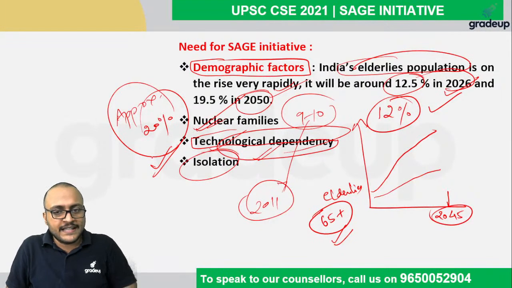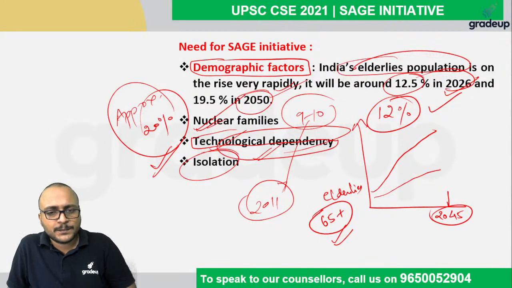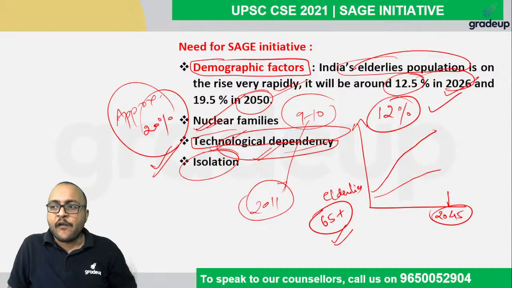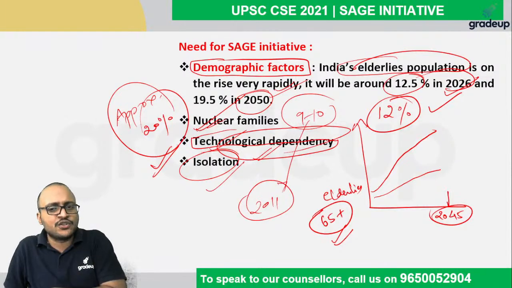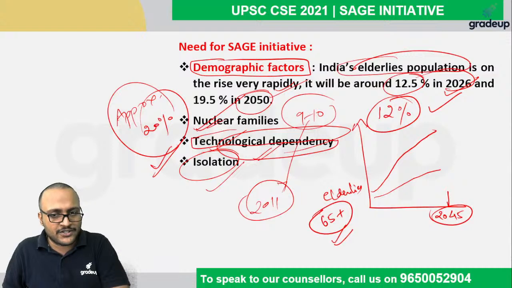Isolation is also a big reason for the increasing issues in the elderly, right? They are suffering from dementia, Asperger's syndrome, you can say even many genetic diseases or many age-related issues. We call them geriatric problems. So due to that, they are often under isolation. Either they are isolated by the family members or they go under self-isolation. So in that case also, the initiative is required to support them morally, financially, and medically.